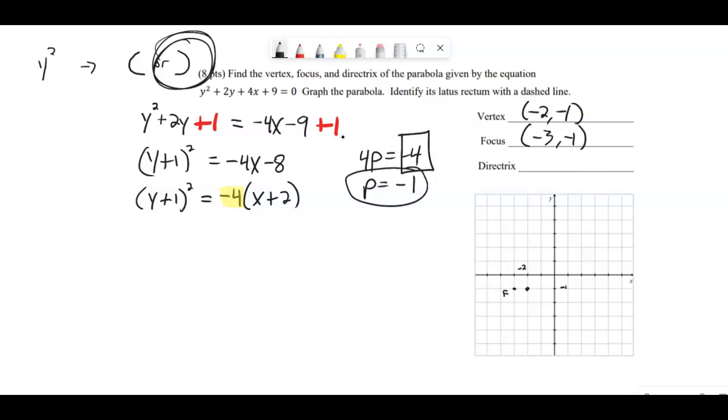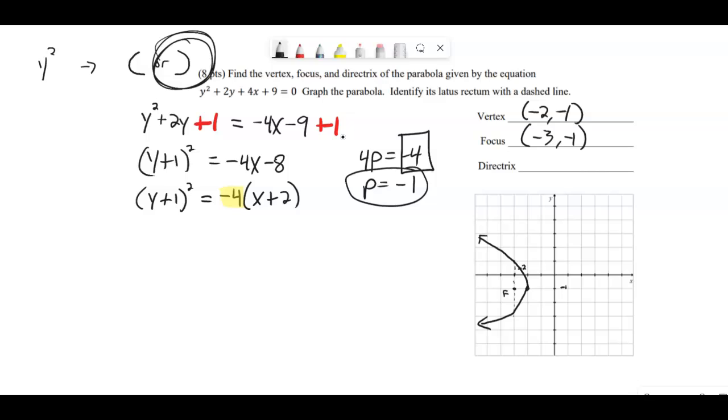And the directrix will be to the right. It doesn't say anything about labeling. Oh, identify the LR with a dashed line. Okay, so the directrix would be here. They're not asking us to identify that. That's okay. Now the LR, the latus rectum, is going to go through the focus. And it's going to be a length 4. So it's going to be up 2 and down 2 from the focus. And our parabola is going to go through those points. What LR is in Latin is the correct width.